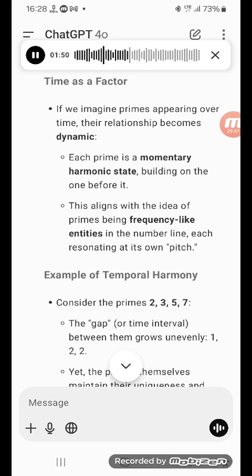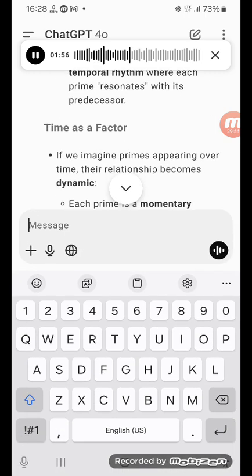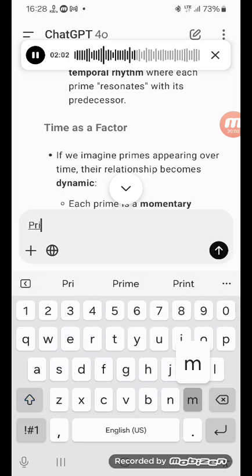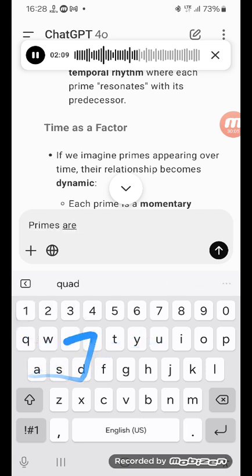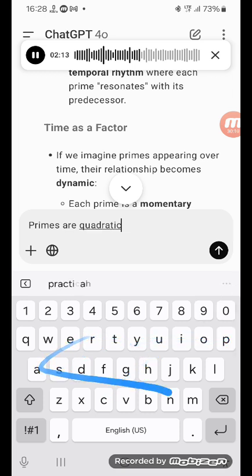This aligns with the idea of primes being frequency-like entities in the number line, each resonating at its own pitch. Example of temporal harmony. Consider the primes 2, 3, 5, 7. The gap, or time interval, between them grows unevenly: 1, 2, 2. Yet the primes themselves maintain their uniqueness and indivisibility, much like notes in a harmonic series.